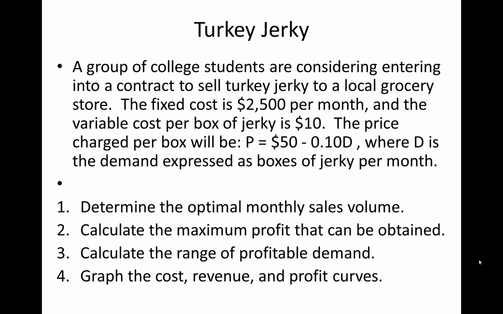We want to find, number 1, the optimal monthly sales volume, that is the D star that they should be selling in order to maximize their profit. Number 2, calculate what is the maximum profit that can be earned. Number 3, the range of profitable demand, the D prime, where we have to go through the quadratic equation and find the minimum and the maximum number of units that can be sold in order to stay profitable. And then finally, we're going to graph the cost, revenue, and profit curves. This example will first be worked by hand using the traditional approach and the formulas, and then secondarily, after the hand calculations, I'll go through and demonstrate how this can also be solved in Excel.